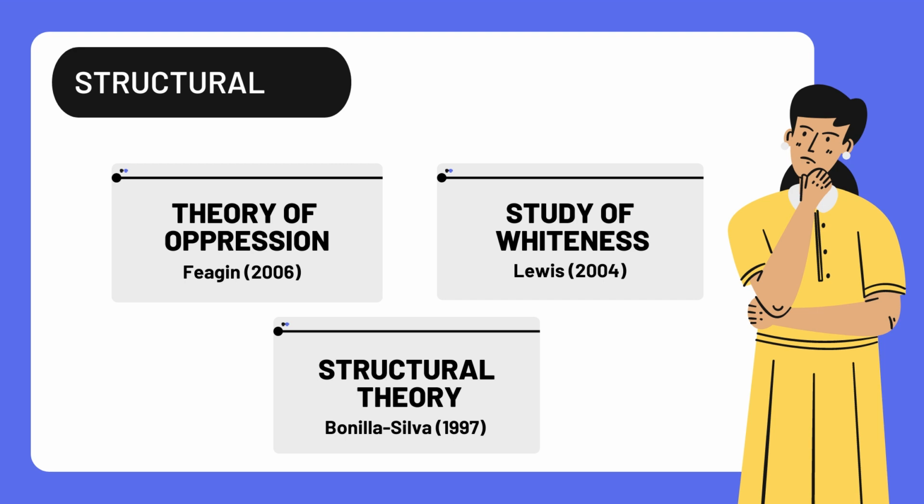Next is the study of whiteness. Lewis in 2004 suggests that all people within society are racialized, including whites. Lewis acknowledged the structure of racial hierarchy, but questions how race can be structural and embedded, yet superficial, arbitrary, and whimsical, shifting with times and circumstances?